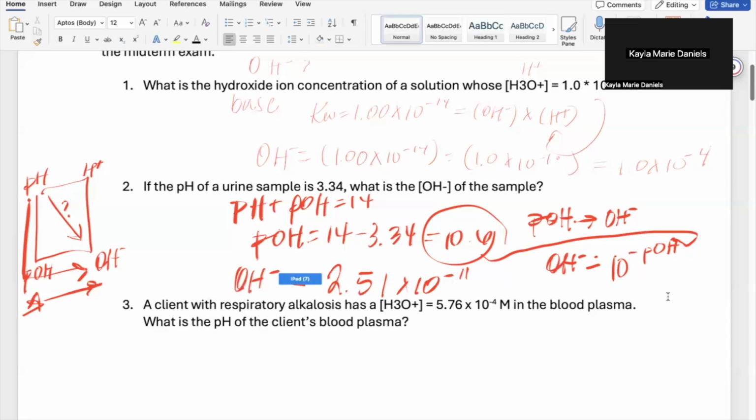So pH would have been a one-stepper if we wanted to go to H plus, but since it was asking about OH concentration, it was a two-stepper. Here was our first step, getting to pOH, and then using that, the second step to get to OH.